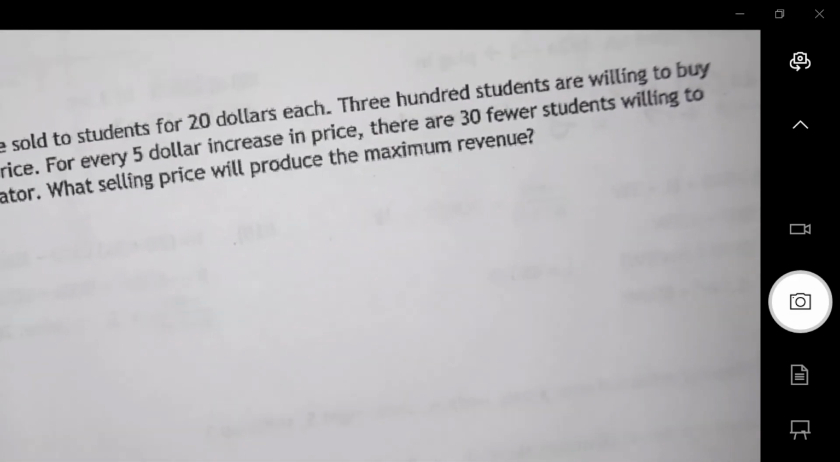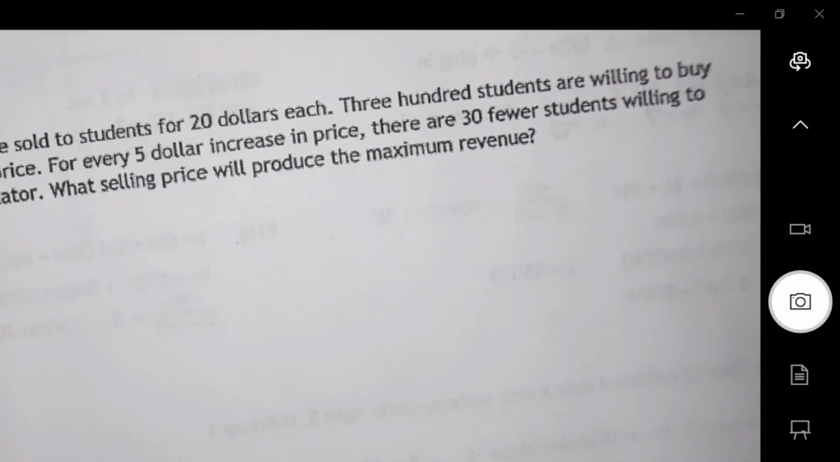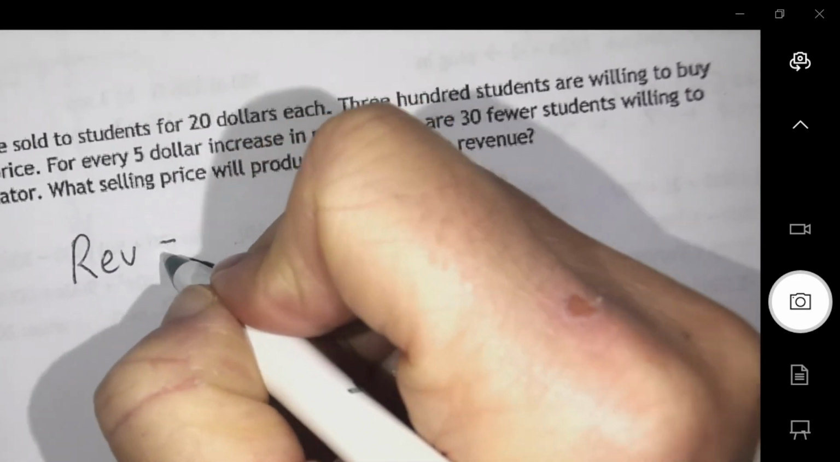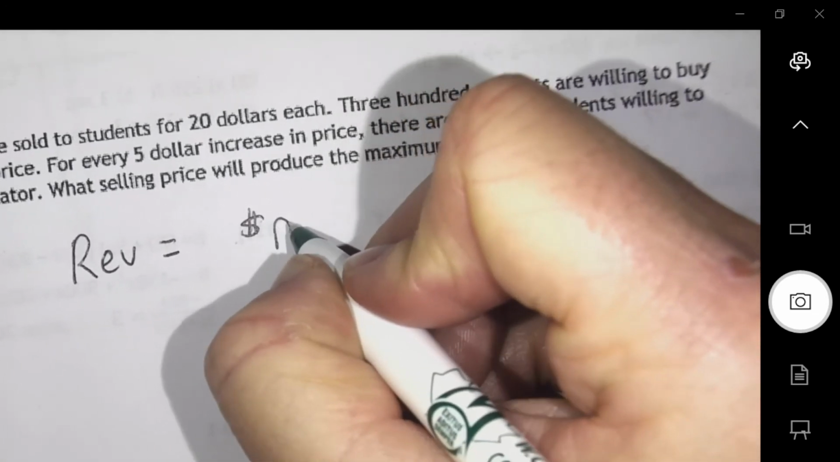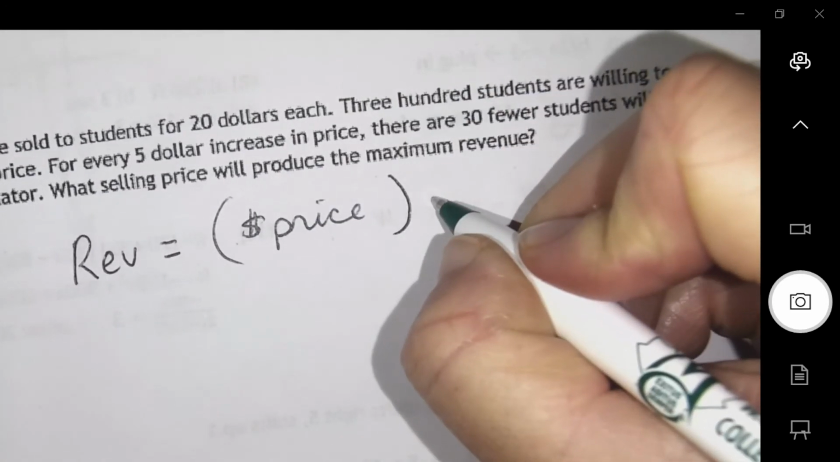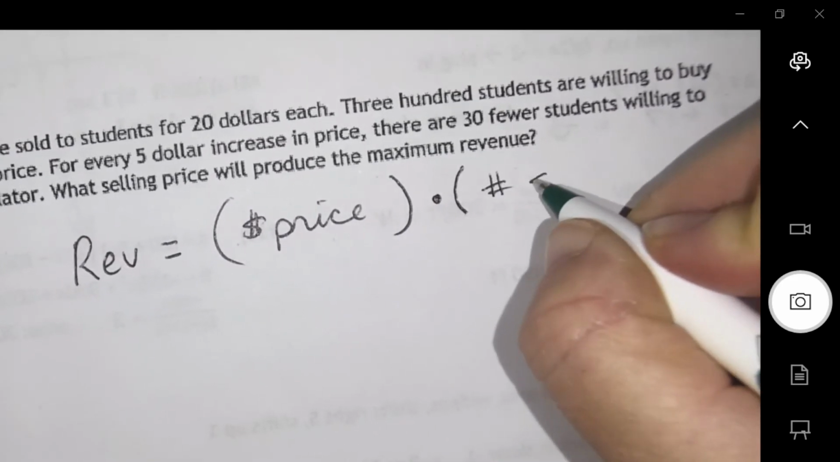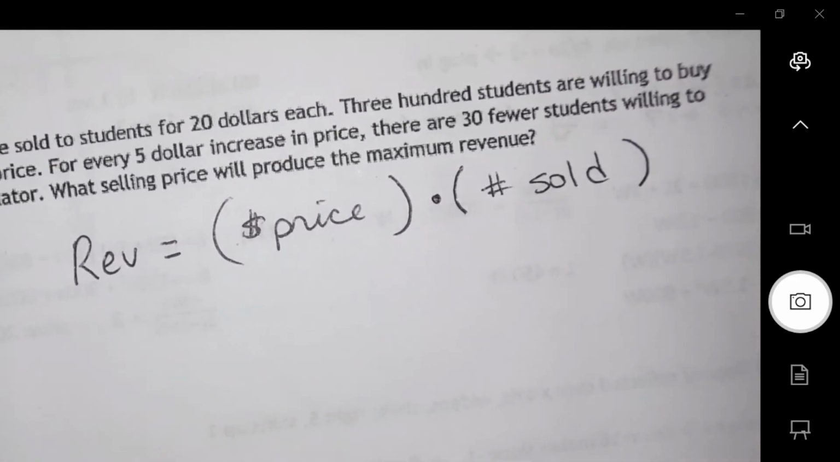Calculators are sold to students for $20 each. 300 students are willing to buy them at that price. For every $5 increase, 30 fewer. We're trying to maximize revenue. Okay, so I'm just going to write this one in words. So the revenue is the price, and then I would times it by the number sold. Does that make sense to you in real world? However much the cost is times the selling number.